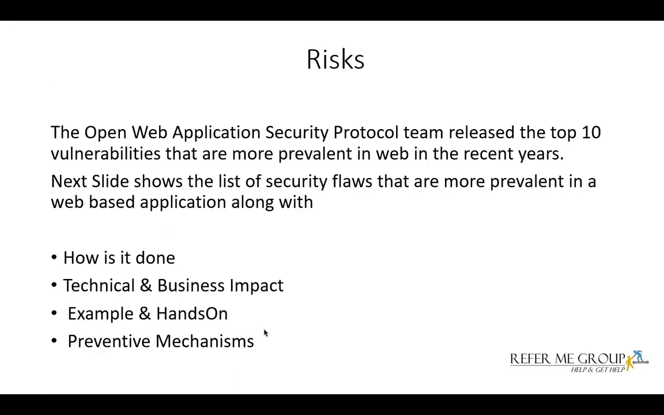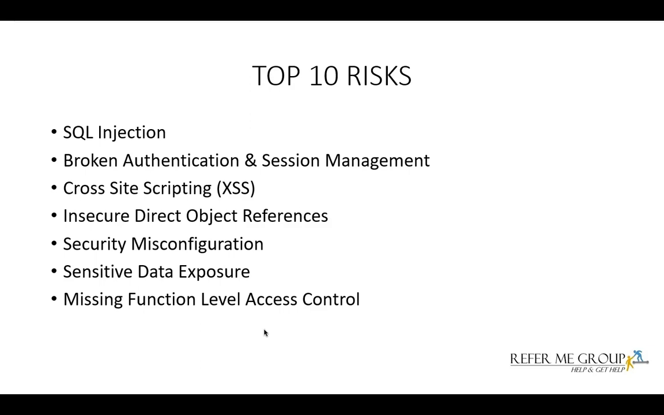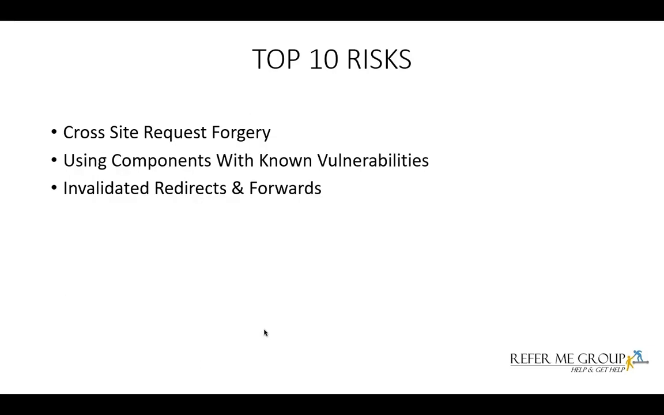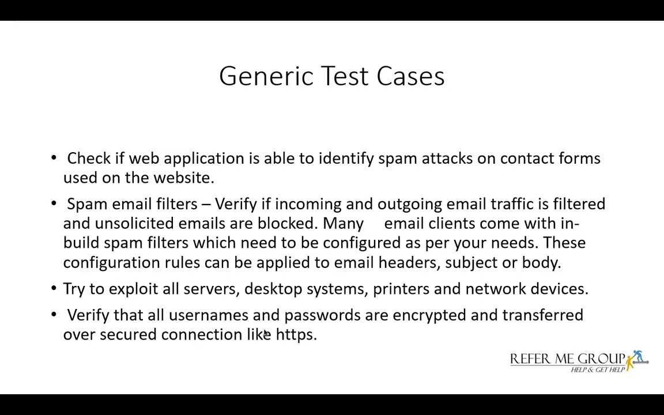So, the Open Web Application Security Project. This is called OWASP. We'll talk about all the OWASP problems which are released every time by the OWASP team. We'll talk about how it is done, what the technical and business impacts are, examples and hands-on, and preventing mechanisms. These are the different top 10 risks, which change eventually depending upon how often they occur in applications in the IT industry.